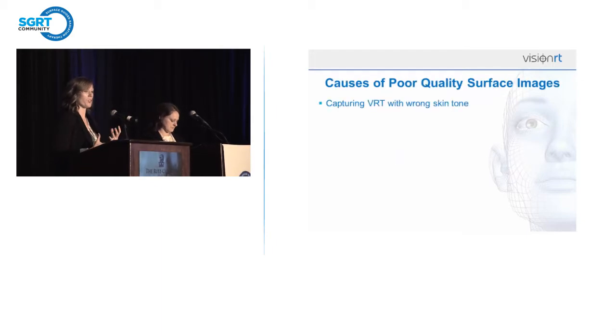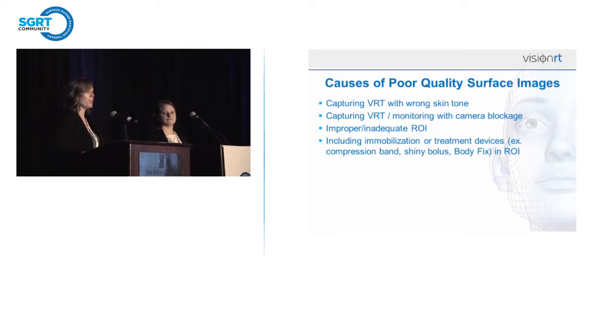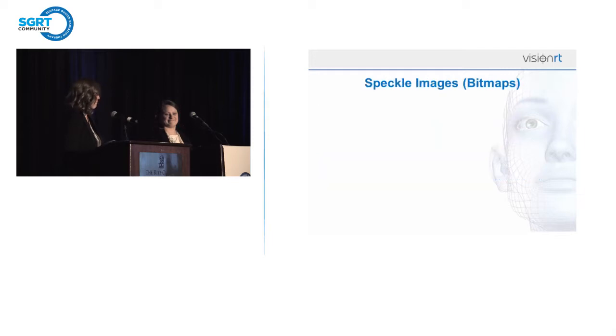So, what causes a poor quality surface image? If we take a capture with the wrong skin tone, if we capture or are monitoring with a camera blockage, if we have an improper or inadequate region of interest, if we include any immobilization or treatment devices in our region of interest, or if we have lighting in the room that casts shadows. Patient anatomy can also block our cameras, and ointments can cause the skin to be too shiny. And last but not least, camera malfunction.